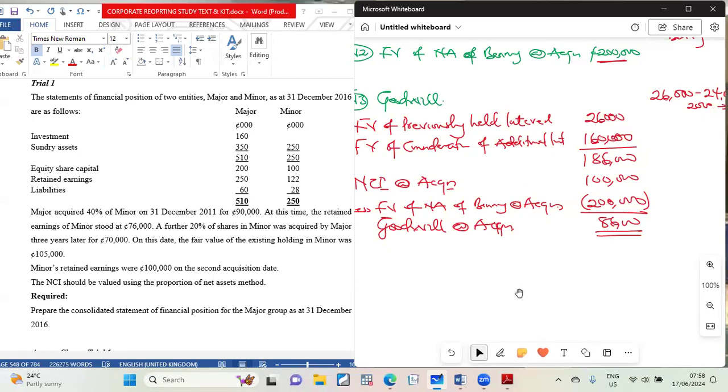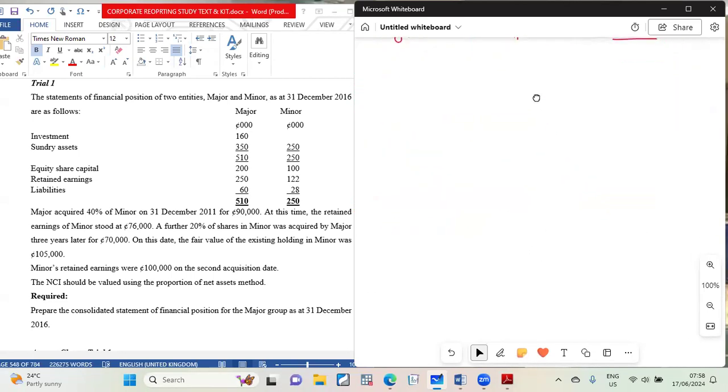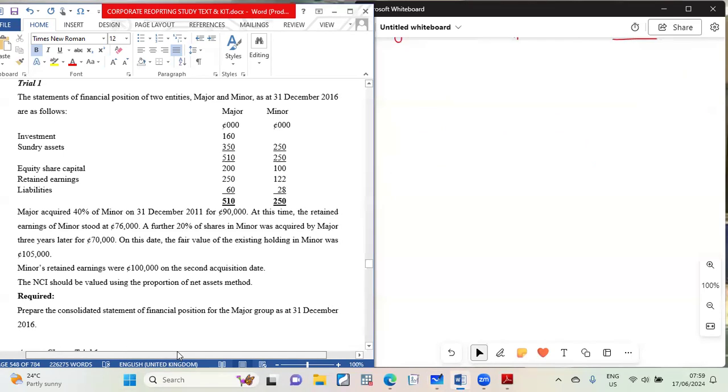All right. So let's take this trial question. It says that the financial statements of two entities, major and minor, as at 2016. So you have the investments, we have sundry assets, then we have equity shares, retained earnings and liability. All that an examiner needs to do is to just open it up and add some other things. So this thing we are doing is just a set of how your exams always look like.